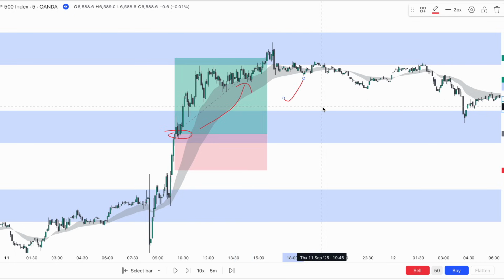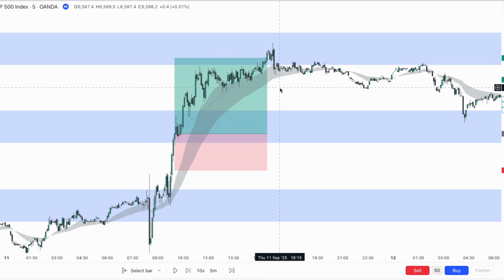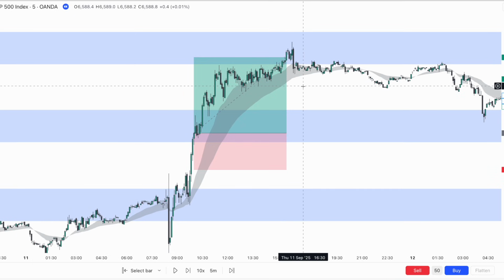Not bad, right? That's what happens when you've got the right levels in place and a process that actually makes sense. You don't need to stare at the chart. You don't need to micromanage the trade. You just set it up and let the market do the work.